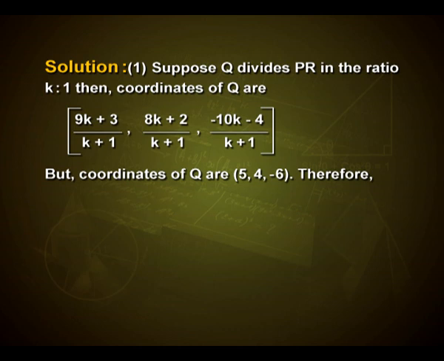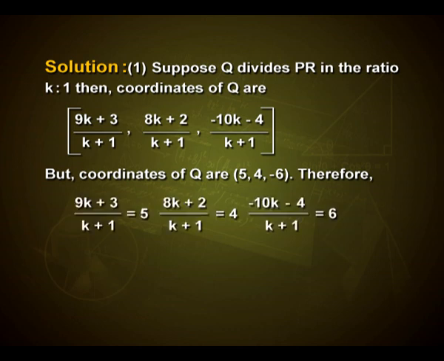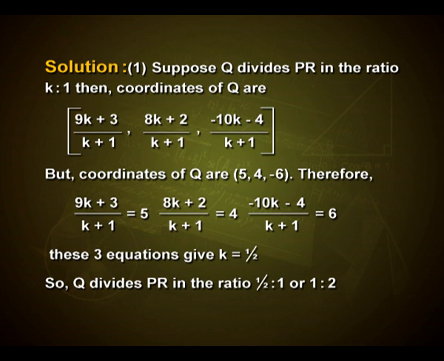Therefore, they can be equated as (9k plus 3) upon (k plus 1) is equal to 5, (8k plus 2) upon (k plus 1) is equal to 4 and (minus 10k minus 4) upon (k plus 1) is equal to minus 6. These three equations give k is equal to 1 upon 2. So, Q divides PR in the ratio 1 upon 2 is to 1 or 1 is to 2.